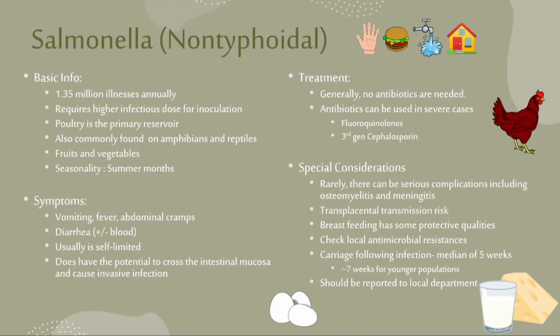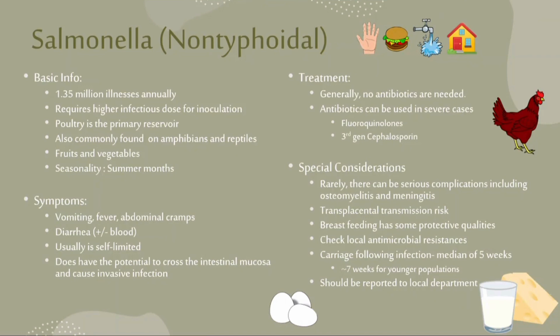And then in children, if you are less than 5 and you're treated with antibiotics, your carriage time can be greater than 1 year that you're excreting Salmonella in your feces. That is much higher than the general population. Some people can be chronic excretors or carriers, but the less than 5 year age group can carry for a very long time.